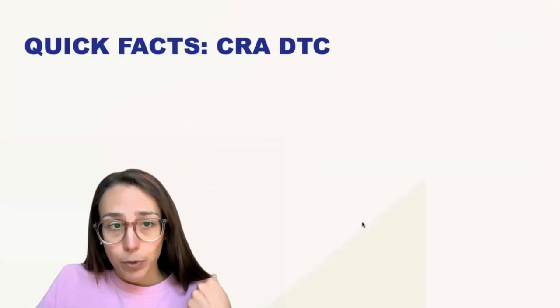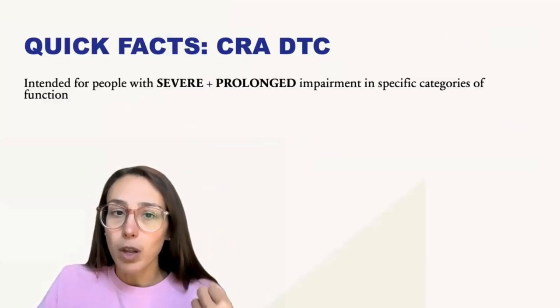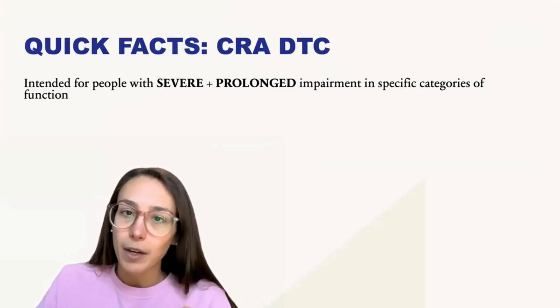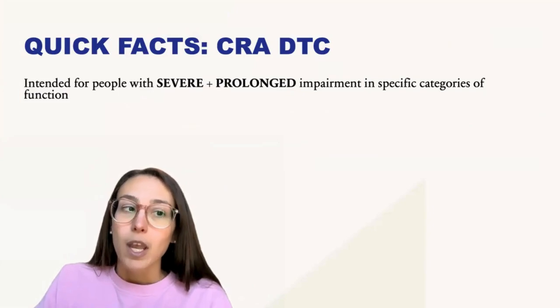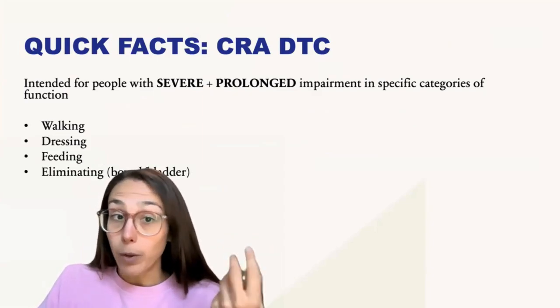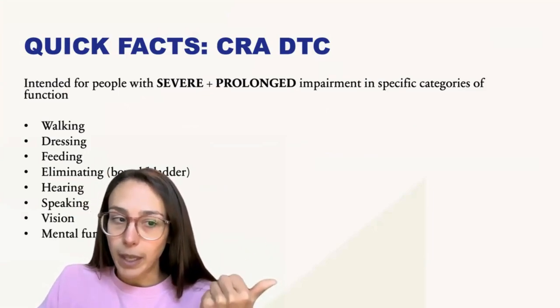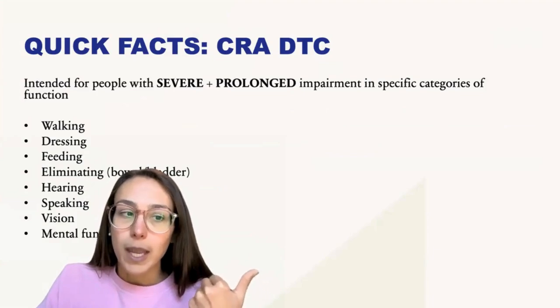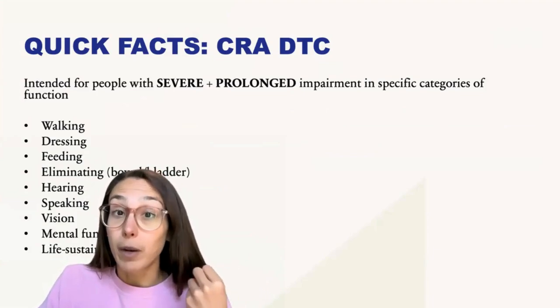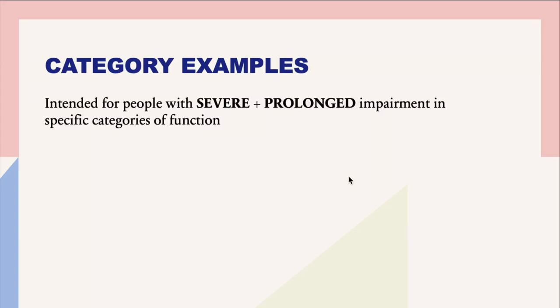So quick facts to run through for the CRA DTC. Again, it's intended for people with severe and prolonged impairments in specific categories of function that the CRA lists. These categories can be walking, dressing, feeding, eliminating (bladder and bowel), hearing, speaking, vision, and then mental functions that are necessary for everyday life. A separate category also contains life-sustaining therapy to support vital function. I'll run through some examples for each category.